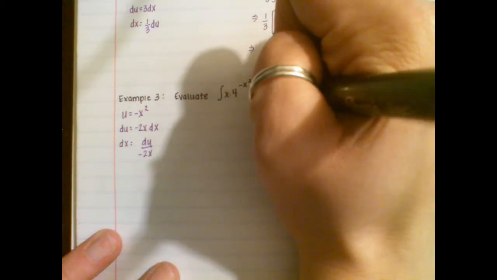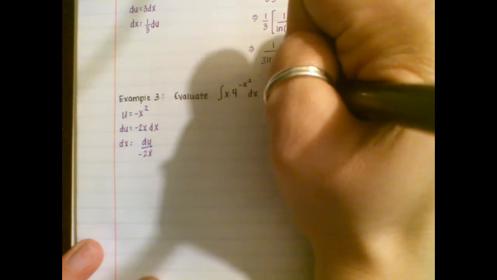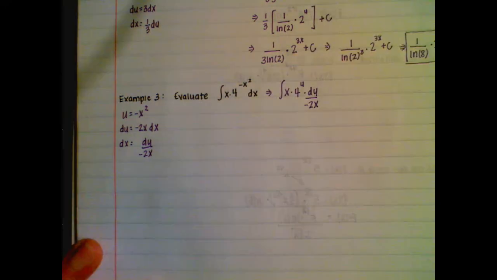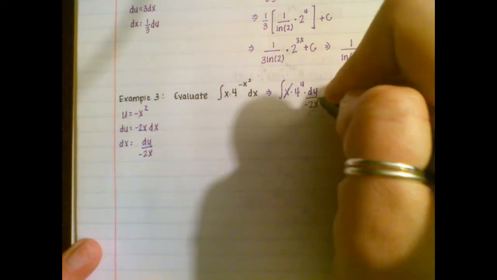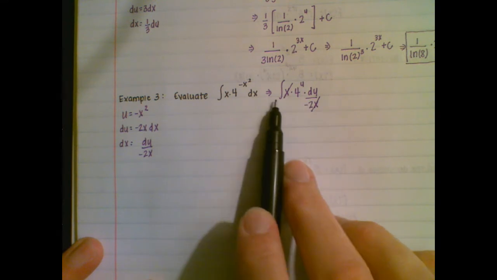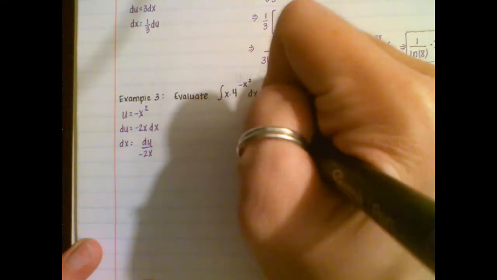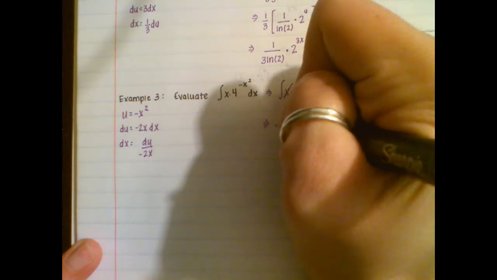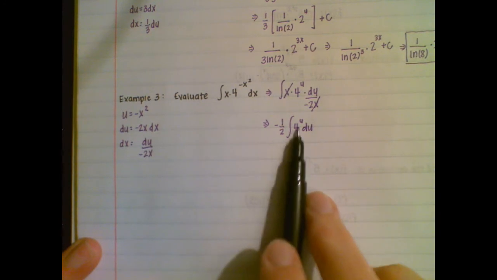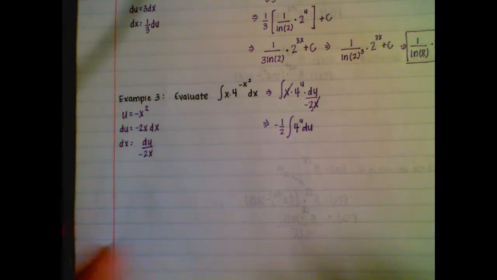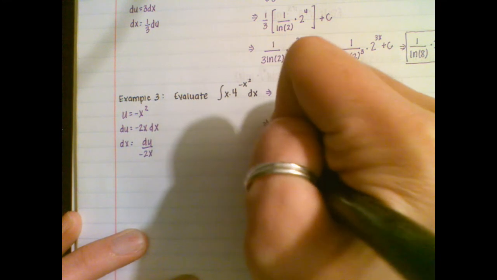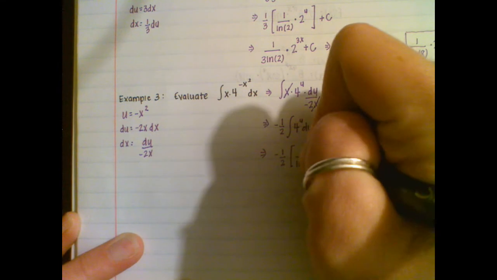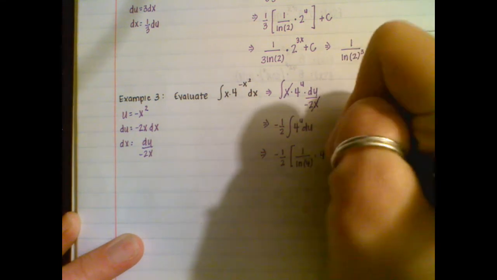So using that substitution, that's going to be x times 4 to the u times du divided by negative 2x, which means my x's are going to cancel out here. That negative 1/2 I'm going to pull out as a constant. And I'm left with 4 to the u du. And now I can just use my integration rule here. So negative 1/2 times 1 over the natural log of 4 times 4 to the u plus c.